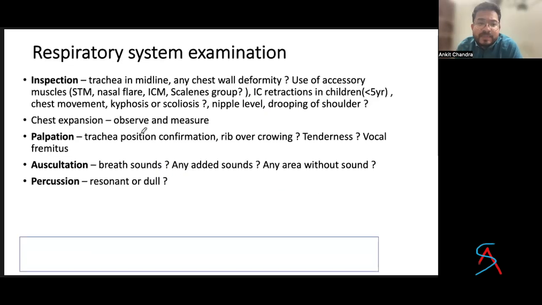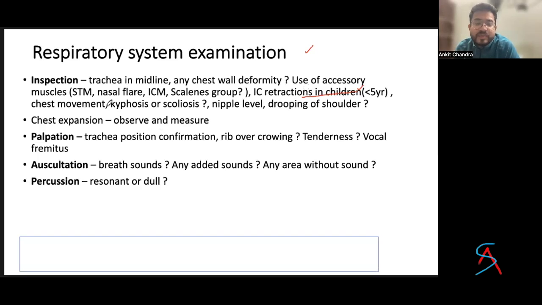Then examine the respiratory system. We'll be talking in more detail in the RS examination video. But look at the trachea, whether it is midline, whether there is any chest deformity, whether there is any use of accessory muscles, or intercostal retraction. These are very, very important in under 5 children, because intercostal retraction talks about any parenchymal disease.